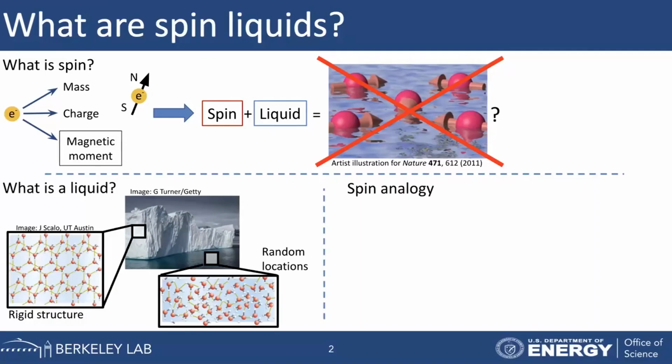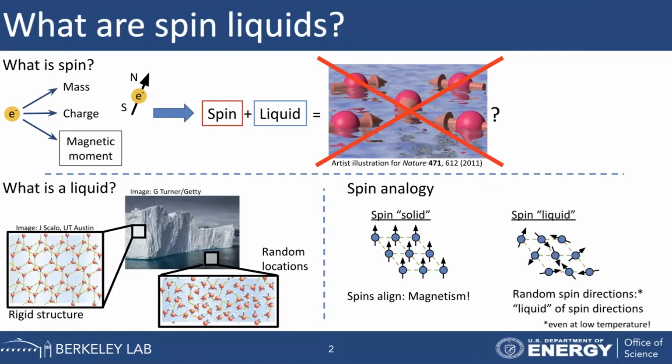The so-called solid version, the electrons form this rigid structure. They're all located at fixed locations, let's say in this square grid as I've shown here, and their spins all point in the same direction. They all point up in this picture. And this is what we call magnetism. On the other hand, we could have a so-called liquid of spins. The electrons are still fixed in all the same positions, but now the directions of the spins point randomly. And that should be true even if we go down to very low temperatures. So this is the kind of thing we're going to be looking for, these spin liquids.